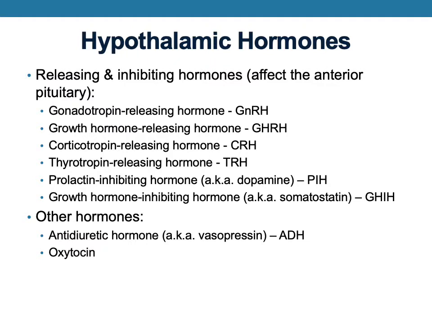The releasing and inhibiting hormones that affect the anterior pituitary are gonadotropin releasing hormone, growth hormone releasing hormone, corticotropin releasing hormone, thyrotropin releasing hormone, prolactin inhibiting hormone, which is also dopamine, and growth hormone inhibiting hormone, also known as somatostatin. There are two other hypothalamic hormones we will cover in this course: antidiuretic hormone, also known as vasopressin, and oxytocin.